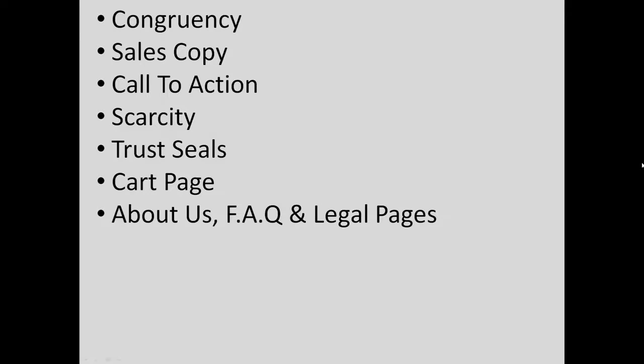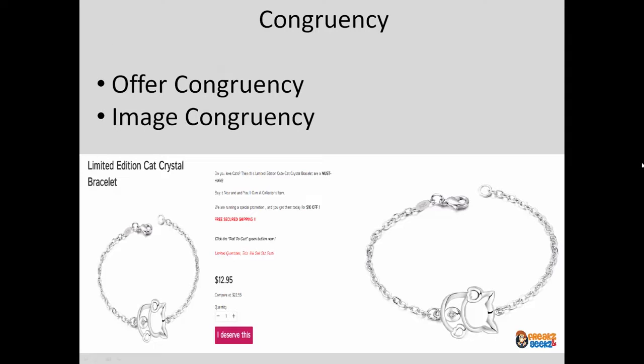All right, with that being said, those are the elements that we will be going over in this video. Those are the elements that you need to have a high converting theme. This is not the complete list, just the must-haves. So you have the congruency, the sales copy, the call to action, scarcity, trust sales, cart page, about us, FAQ, and legal page, and we'll be talking about each of those individually. First, let's start with congruency.